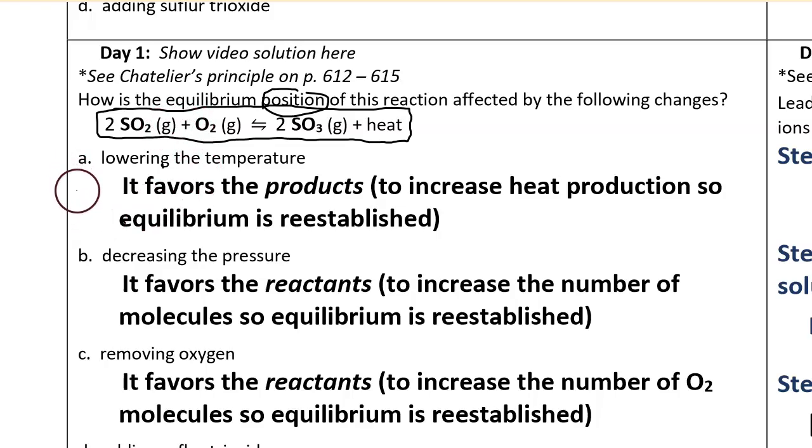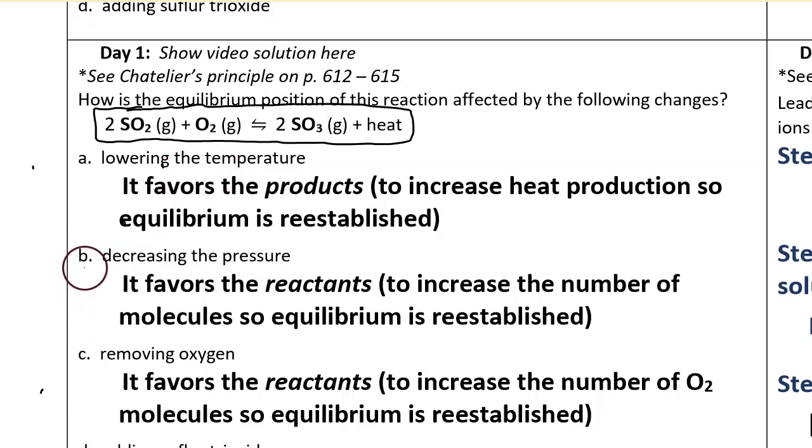Question A. What happens if temperature is lowered? This will cause the equilibrium position to shift to the right, so that more heat is produced to compensate for the change where temperature was lowered. In words, we call that favoring the products. The forward reaction occurs at a greater rate or greater speed so that more of the products are created, in this case, so that more heat is created, which overcomes the stressor of lowering the temperature.